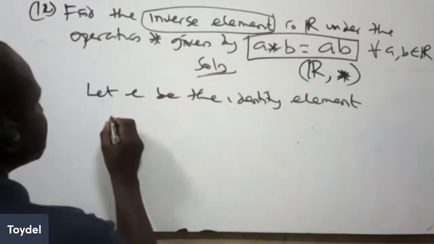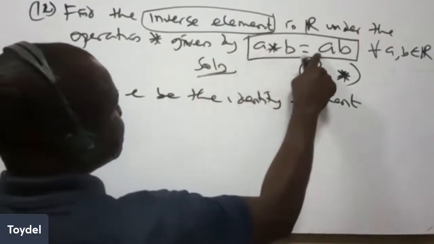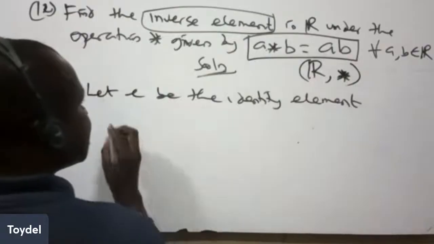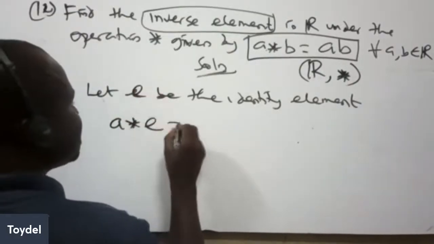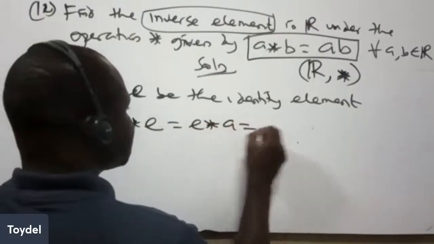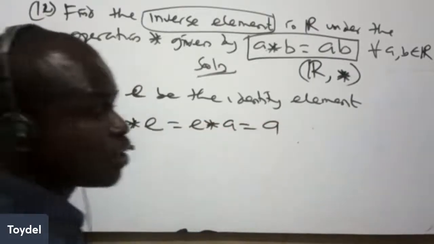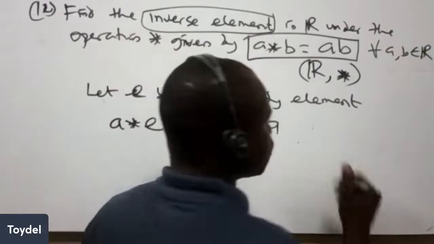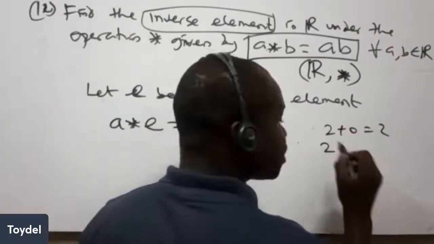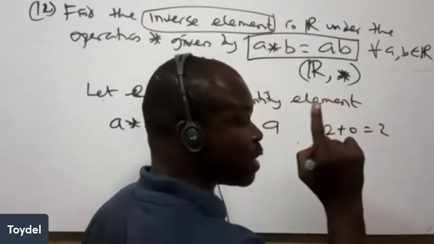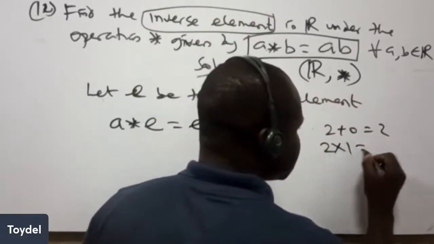So that A asterisk B is defined as this. If E is the identity, it simply means that A asterisk E is the same thing as E asterisk A, and it gives A. For instance, under addition, the identity element is 0. 2 plus 0, will it not be 2? Under multiplication, the identity element is 1. 2 times 1 is 2.